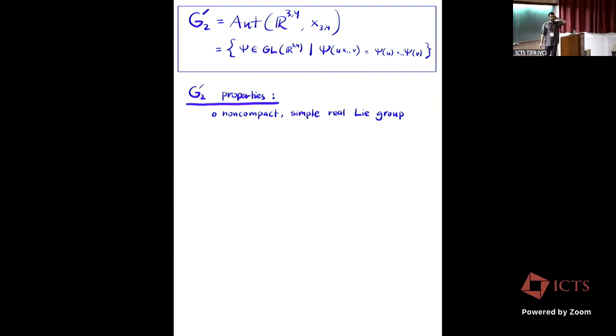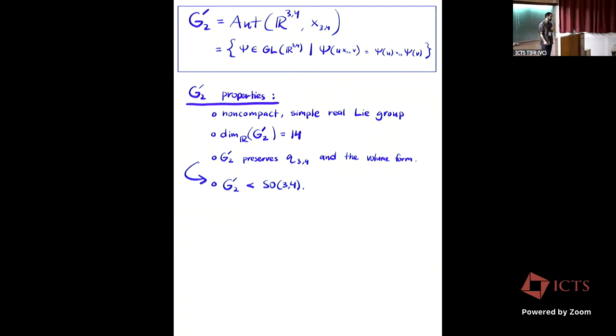Okay, here are some basic properties of the group. This is a non-compact, split, simple, real Lie group. It's 14-dimensional over R. And although it's defined to only be the cross-product preserving transformations, as I just alluded to, some other structures come along. So the group G2 prime also preserves the quadratic form of signature 3,4, and it also preserves the volume form. So as a consequence, you find that G2 prime is a Lie subgroup of the special indefinite orthogonal group SO(3,4), which is a stabilizer of those two structures.